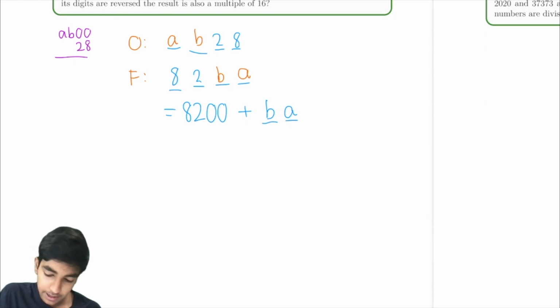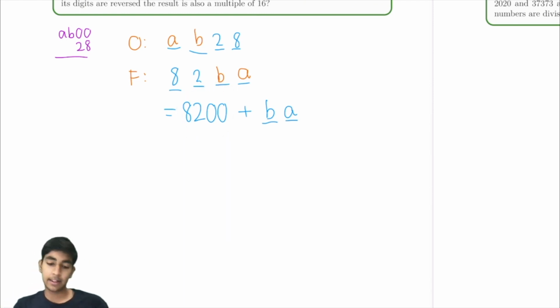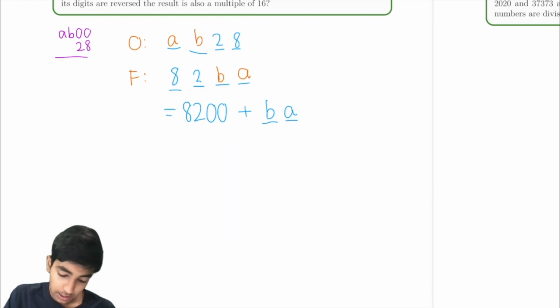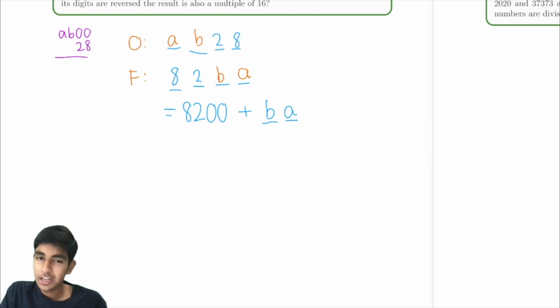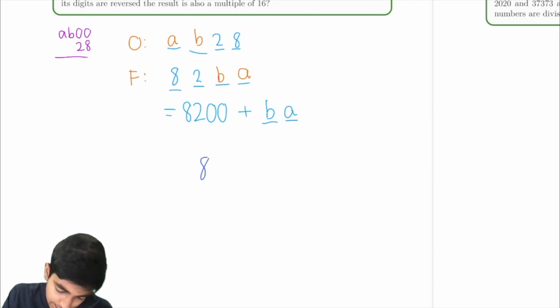And just to be clear here, it's BA the 2-digit number, not B times A. So first of all, what is the remainder 8200 leaves when divided by 16? Well, you can divide it out using long division, or you can see this clever trick, 8000 plus 200.